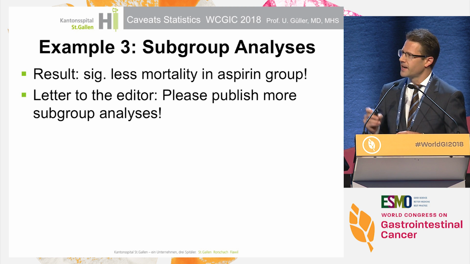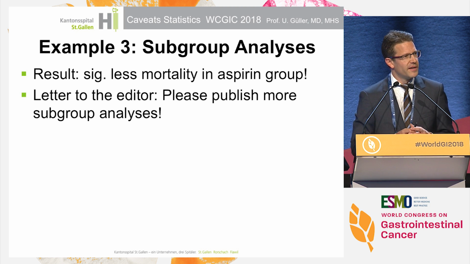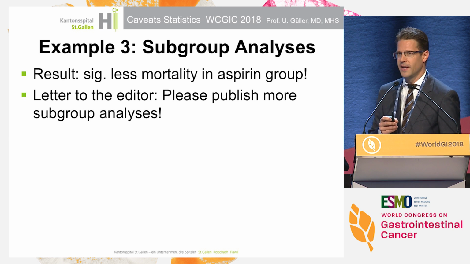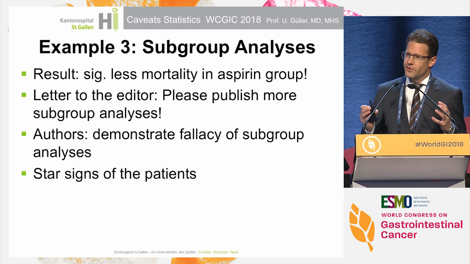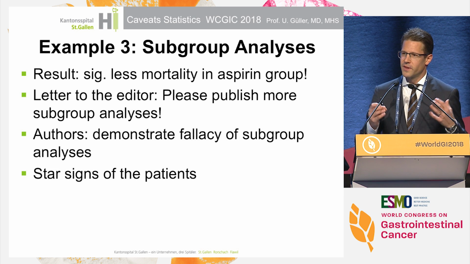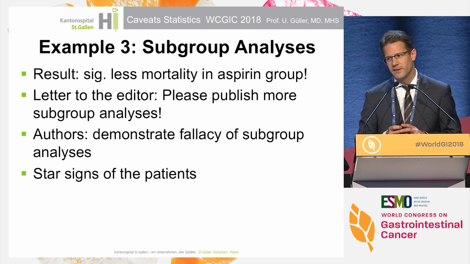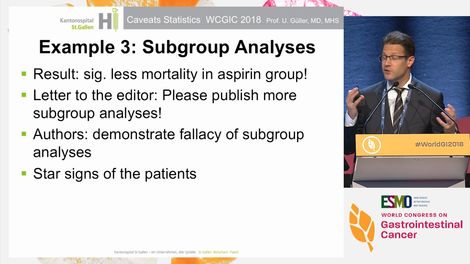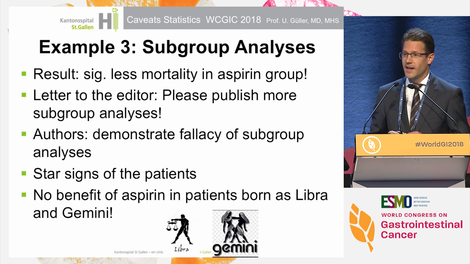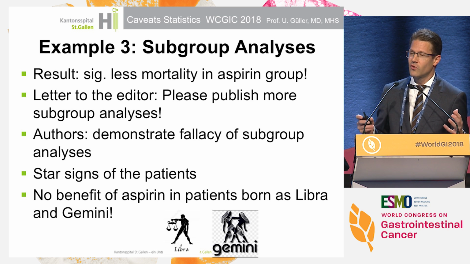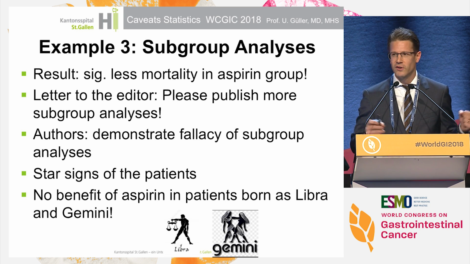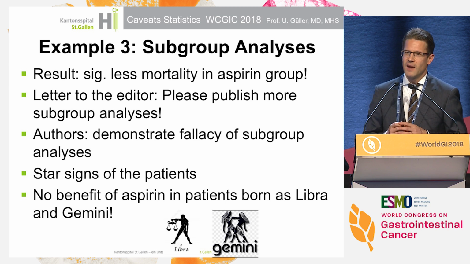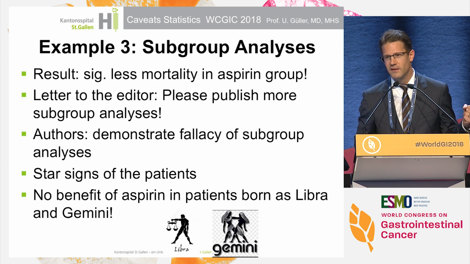But then the authors got a letter to the editor. And those who wrote this letter to the editor said, please publish more subgroup analyses. Now, the authors, who were very familiar with the fallacy of subset or subgroup analysis, looked at the star signs of the patients. They had the date of birth of all 17,000 patients. They showed that patients who were born as Libra or Gemini had no benefit whatsoever from aspirin. This is really a very good and very obvious example of how subgroup analysis can be fallacious.